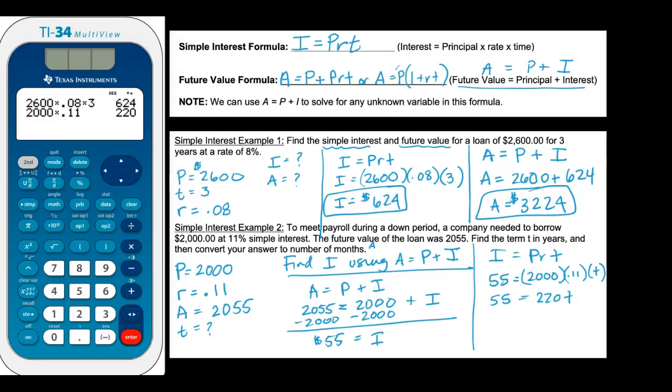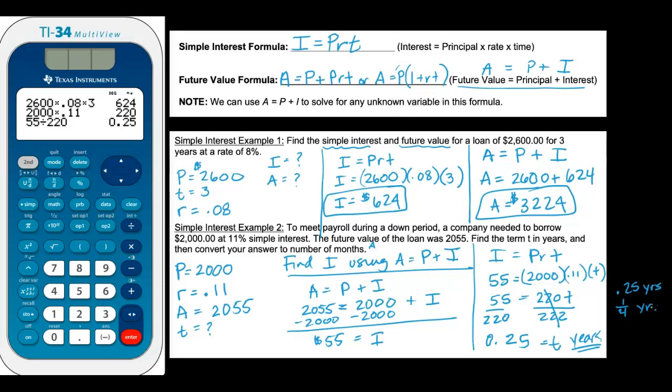And then if I want to solve for T, I need to divide both sides by 220 because then these cancel and leave T alone. And then I need to divide 55 by 220 on the left. So 55 divided by 220. And I end up getting 0.25. Okay, so that's in years. So 0.25 years. So that's like, if we write it as a fraction, a quarter of a year. Okay, and so it makes sense.